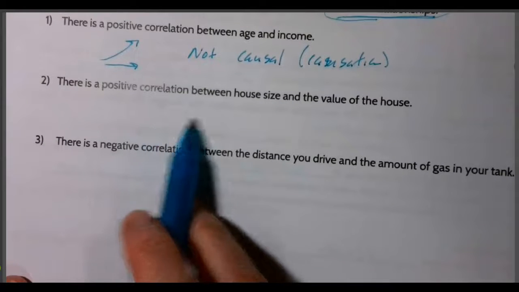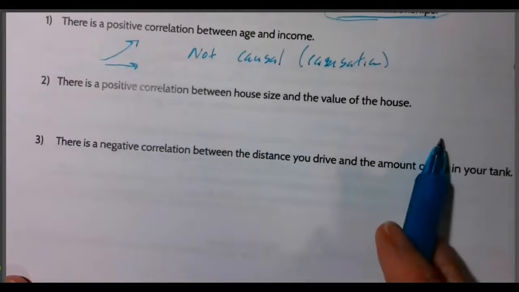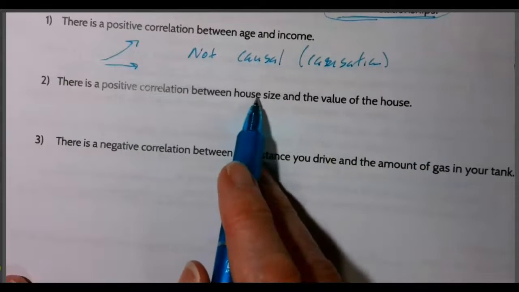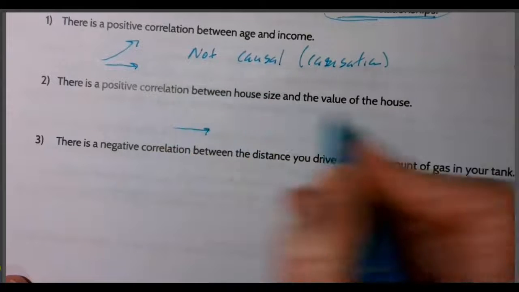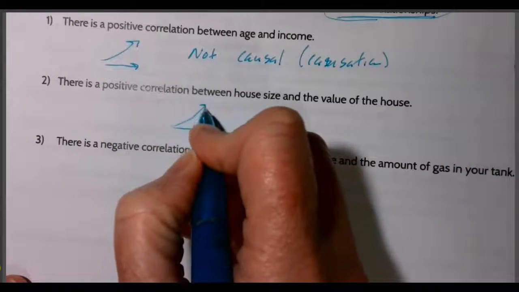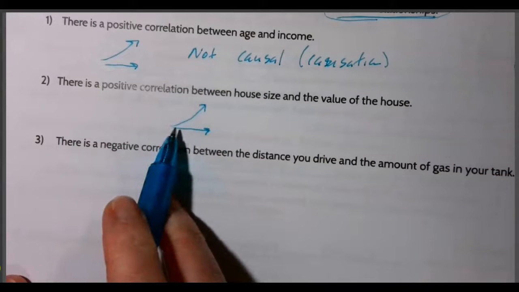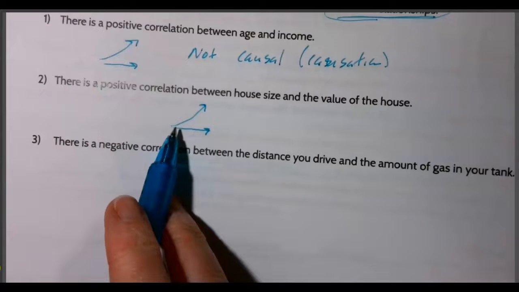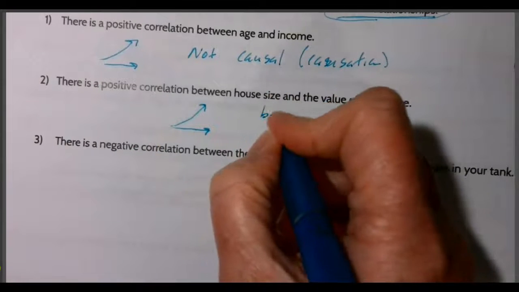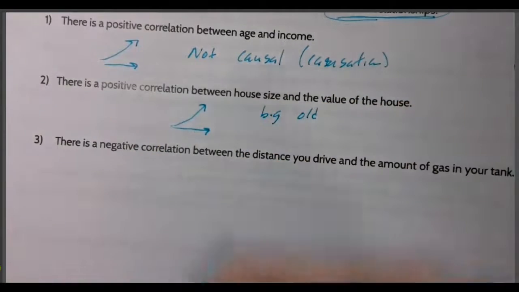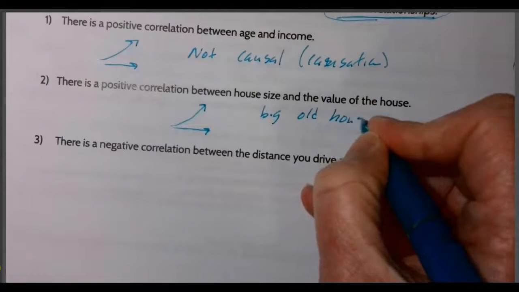There's a positive correlation between house size and the value of the house, okay? So if you have a big house, as that house size goes up, then the value of the house goes up. That is true if I'm buying a mansion today. But what if you had a big old house? Would that have the same price?